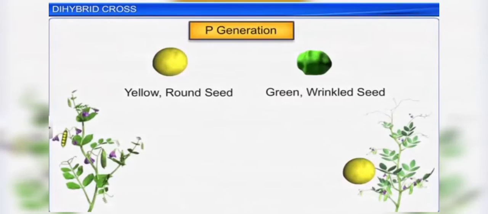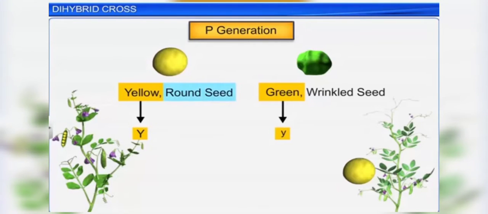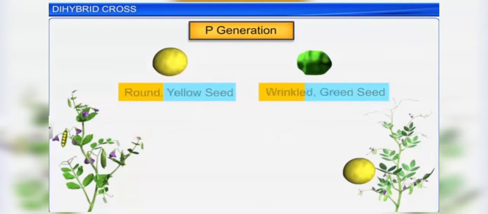Now, in Mendel's dihybrid experiment, we should note that the dominant seed color is represented by the genotype symbol capital Y and the recessive green color by small y. Likewise, the round seed is denoted by capital R and the wrinkled seed is represented as small r. The genotypes of the parents can therefore be denoted as capital R, capital R, capital Y, capital Y, and small r, small r, small y, small y.